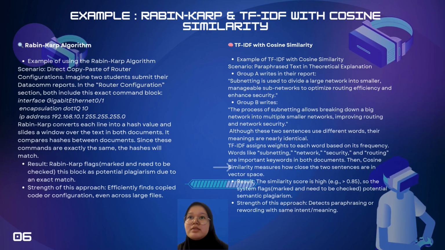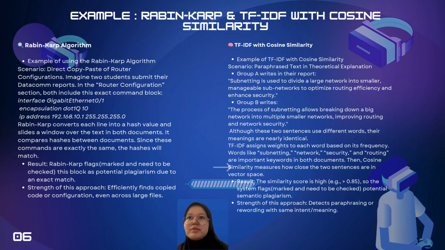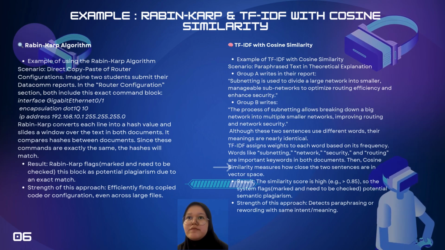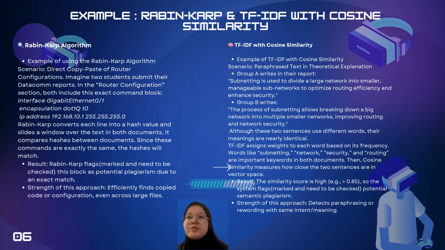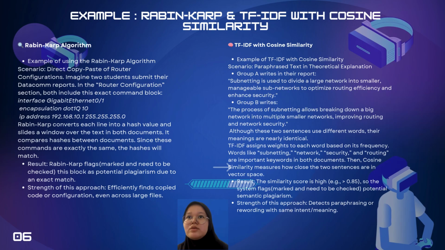Now, let's move on to the second example using TF-IDF with cosine similarity. This time, the scenario is based on paraphrased content in a theoretical explanation. Group A writes, subnetting is used to divide a large network into smaller, manageable subnetworks to optimize routing efficiency and enhance security. Group B writes something quite different on the surface. The process of subnetting allows breaking down a big network into multiple smaller networks, improving routing and network security. Although the words are different, the core meaning is the same.